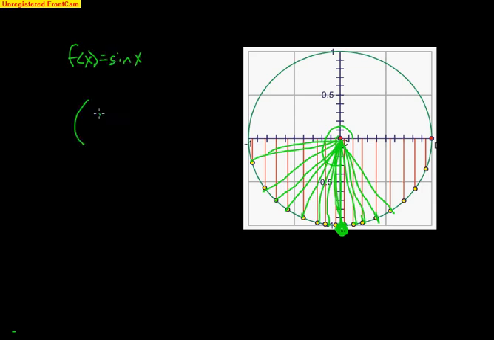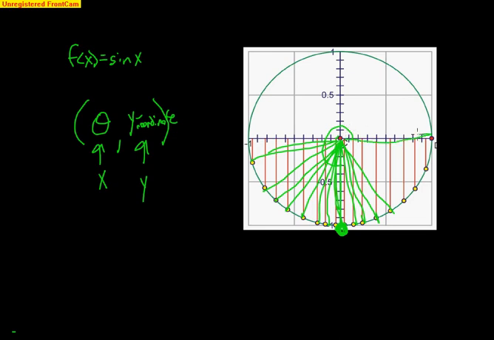Inputs are the x's. That's an angle. So these are the x values. Those are angles, right? The outputs, which we typically call y, are the y coordinate from the unit circle, right? So it's not just any y value, it's the y coordinate.